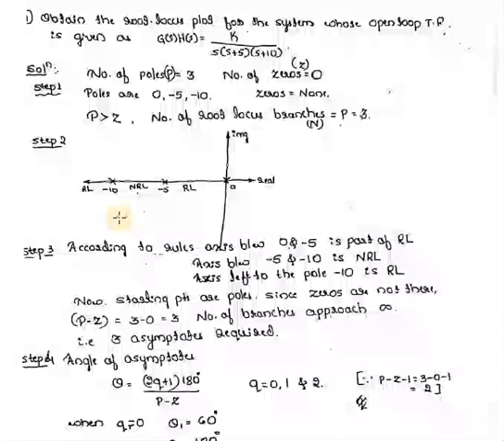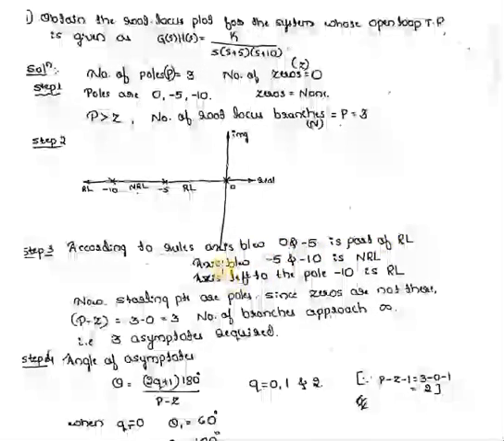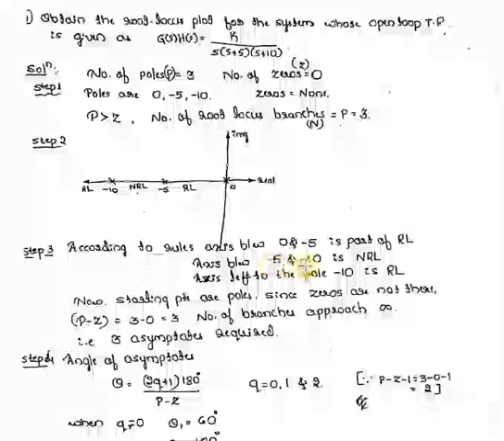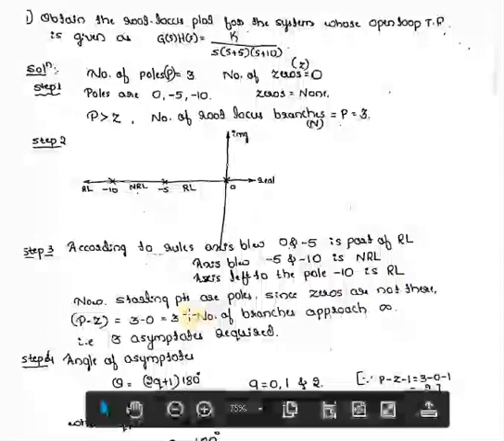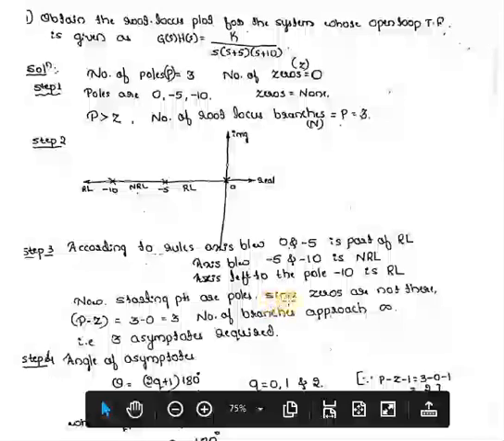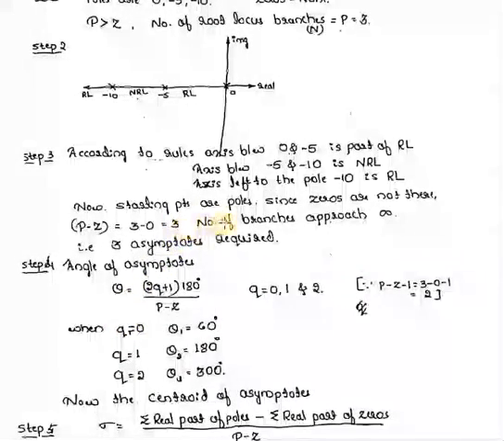Then the third step is, according to the rules, the axis between 0 and minus 5 is part of RL, the axis between minus 5 and minus 10 is NRL, and the axis to the left of the pole, that is minus 10, is RL. Now the starting points are the poles. Since zeros are not there, P minus Z you have to consider. P minus Z is equal to 3 minus 0, which is equal to 3. So this is the number of branches approaching infinity.